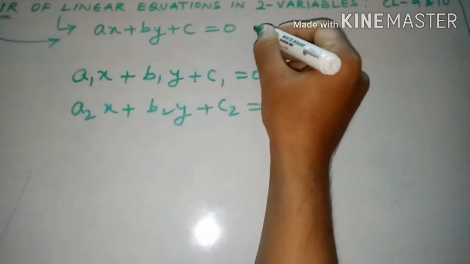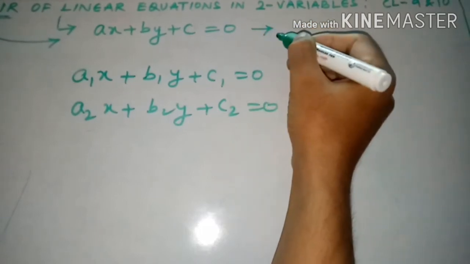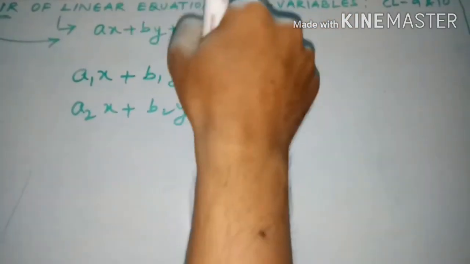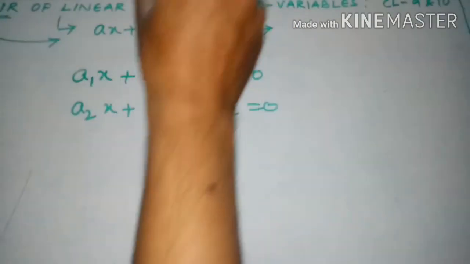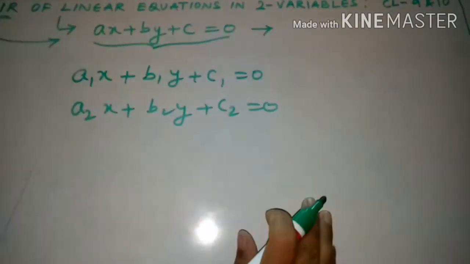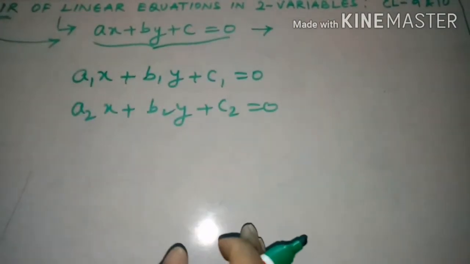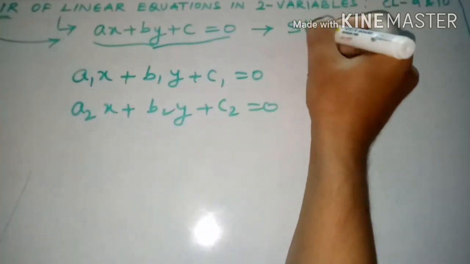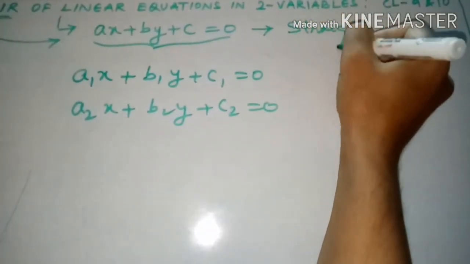What we must know before learning this is the graph of a linear equation. Whether it is one variable or two variables, the graph will always be a straight line. Okay, this one you must know first, children.